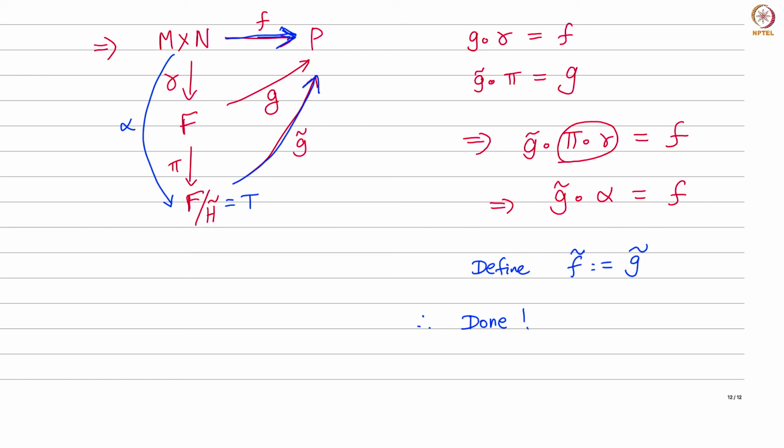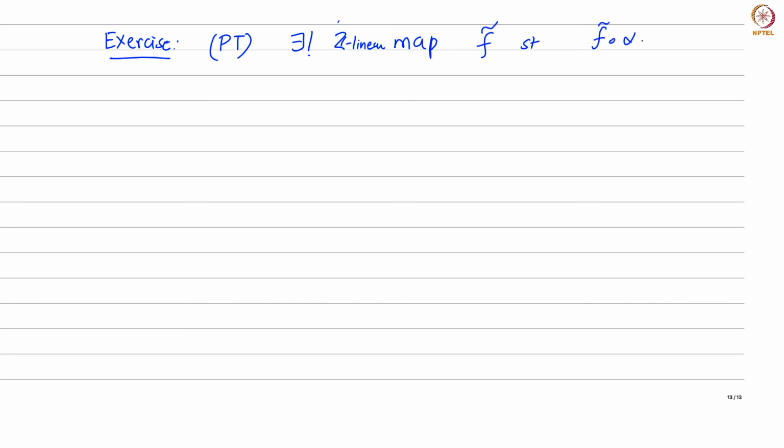Okay, and again, not quite, we haven't fully done it because we have to show such a G tilde is unique, but that again is the exact same proof as before. So I'm just going to leave that part as an exercise. Prove that there exists a unique such map F tilde. Okay, there's a unique Z linear map F tilde such that F tilde composition alpha is F.